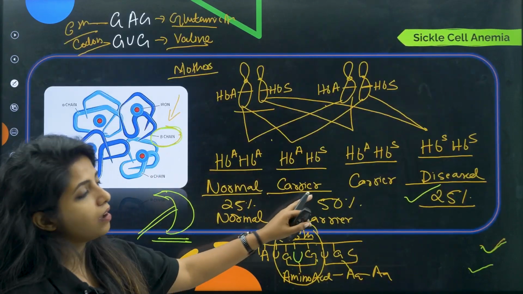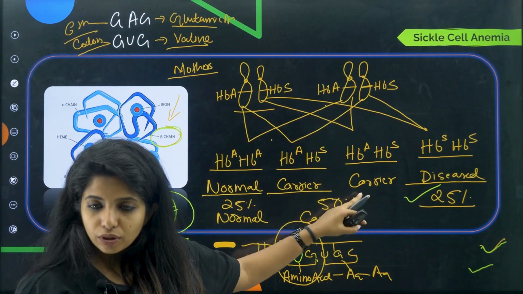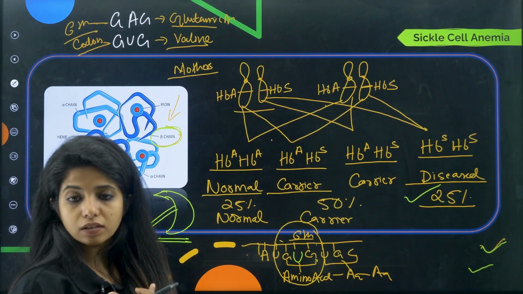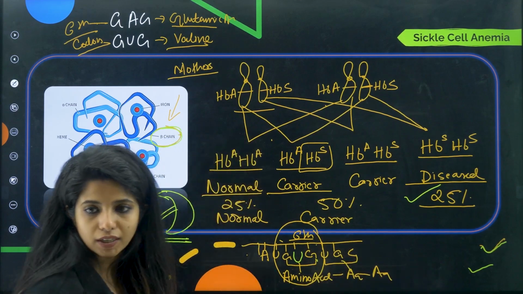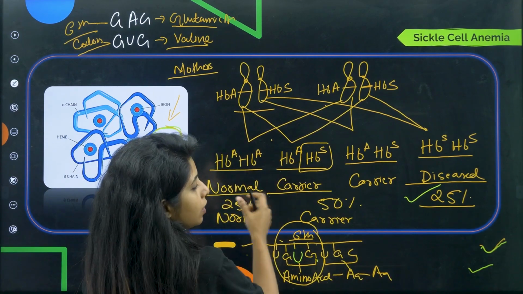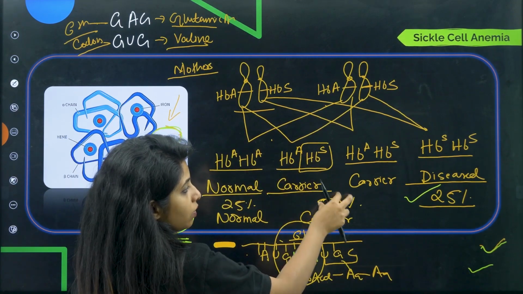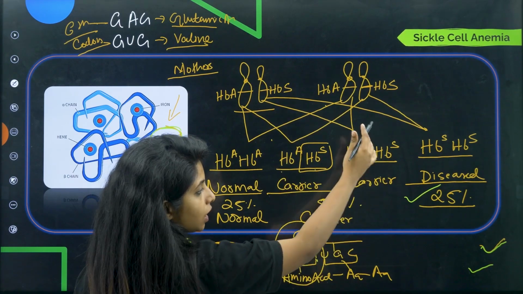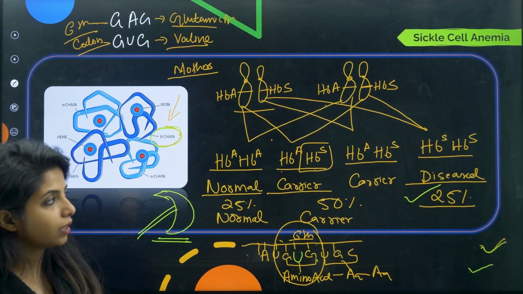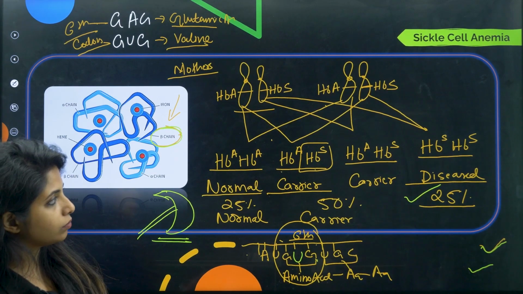So over here they are what? They are both carriers, and there is 50% chance that they could give this particular thing to the next set of their progeny as well. Because again gametes will be formed, one will be having this, one will be having this, so there is 50% chance. From this and this, 50% chance. From this and this, again 50% chance for it to get passed on.